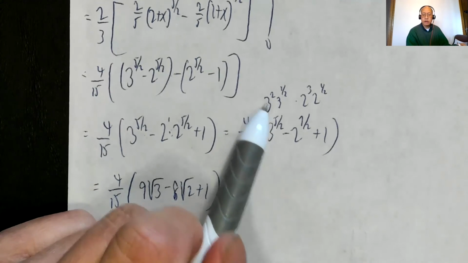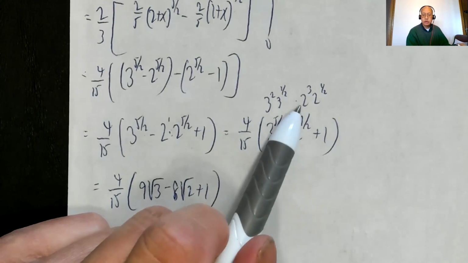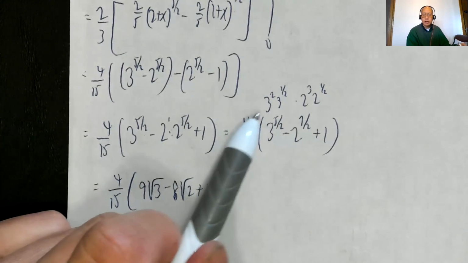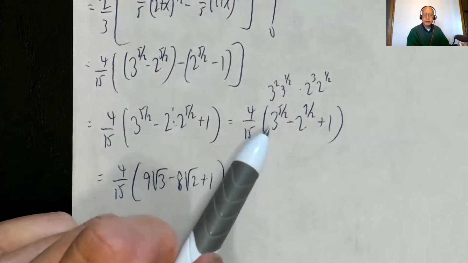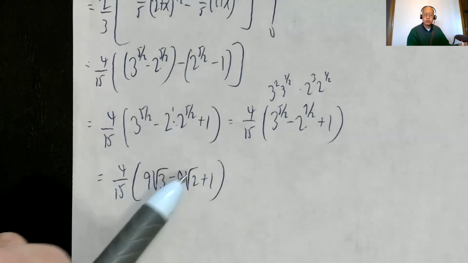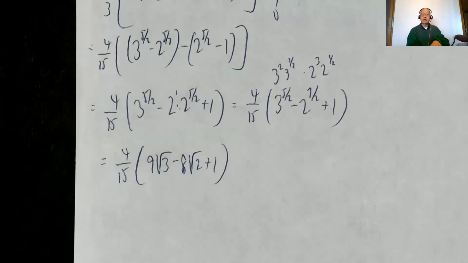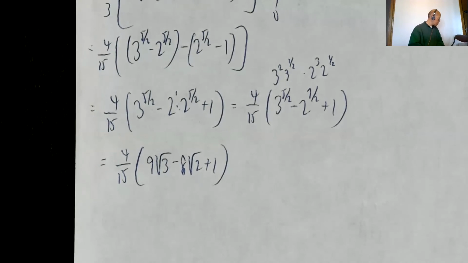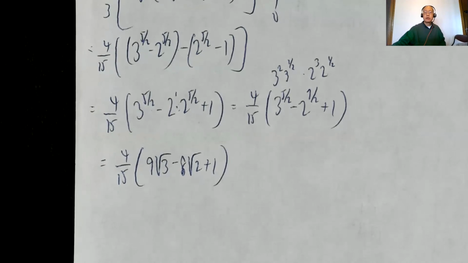This is 3 squared times 3 to the half. This is 2 cubed times 2 to the half. So that's 9 radical 3 minus 8 radical 2 plus 1. So this is my final answer. All right. So this is section 15.5 on surface area.